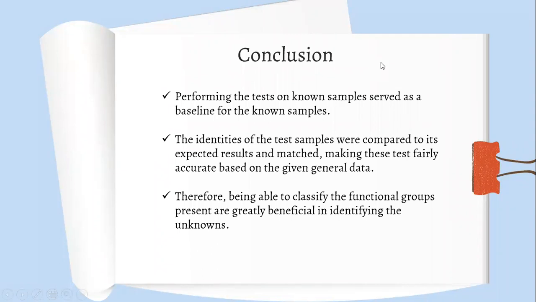For the conclusion, performing the tests on known samples served as a baseline. The identities of the test samples were compared to their expected results and matched, making this test fairly accurate based on the given general data. Therefore, being able to classify the functional groups present is greatly beneficial in identifying the unknowns.